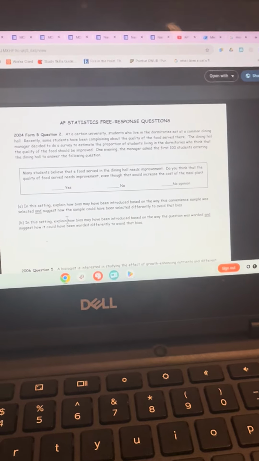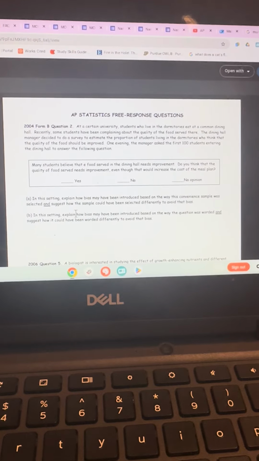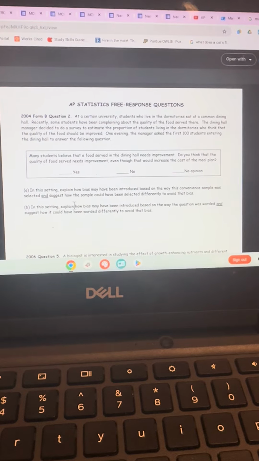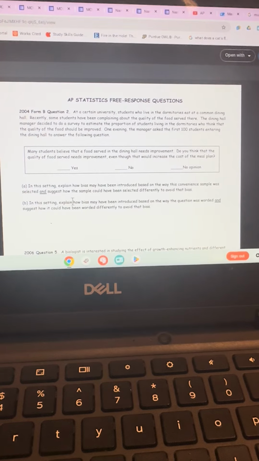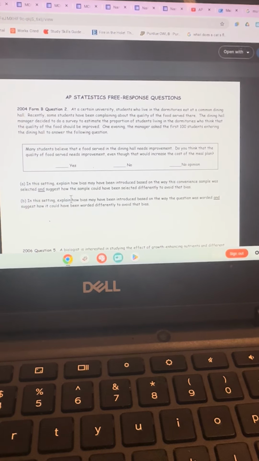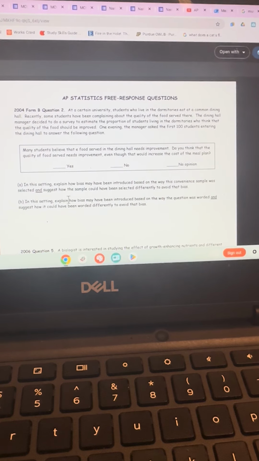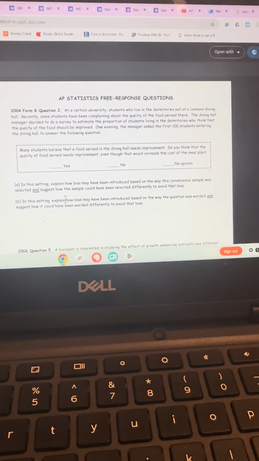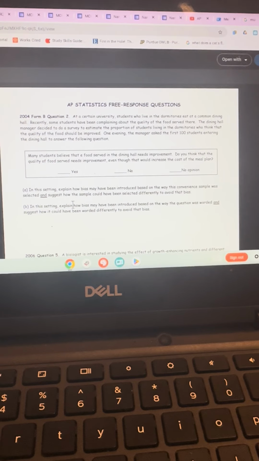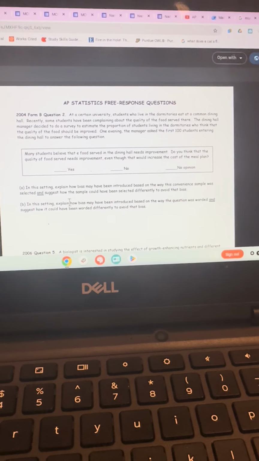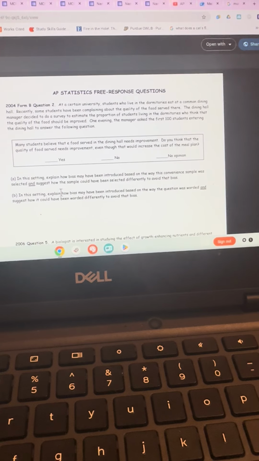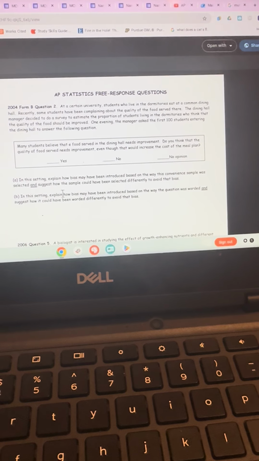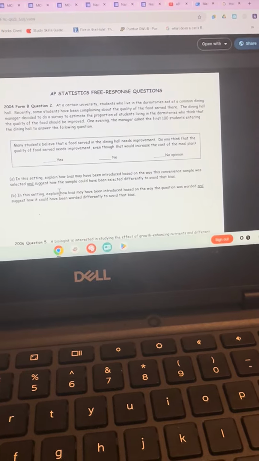At a certain university, students who live in the dormitories eat at a common dining hall. Recently, some students have been complaining about the quality of the food served there. The dining hall manager decided to do a survey to estimate the proportion of students living in the dorms who think the quality of the food should be improved. One evening, the manager asked the first 100 students entering the dining hall to answer the following question. Many students believe that the food served in the dining hall needs improvement. Do you think that the quality of food needs improvement, even though that would increase the cost of the meal plan?